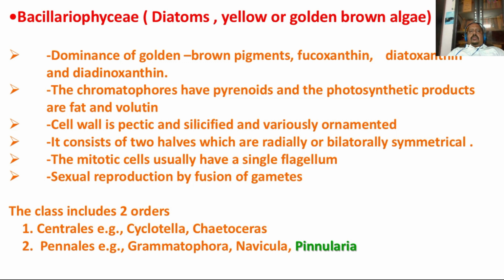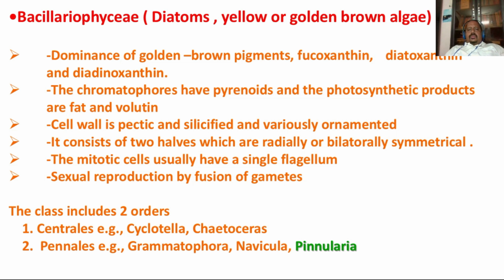The color is due to the presence of golden brown pigments such as fucoxanthin, diatoxanthin, and diadinoxanthin. The chromatophores have pyrenoids, and so obviously the photosynthetic products are fat and volutin. Cell wall is pectic and siliceous.